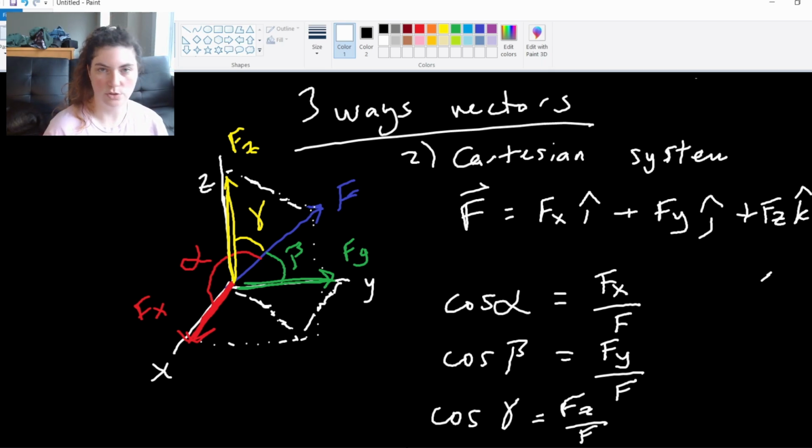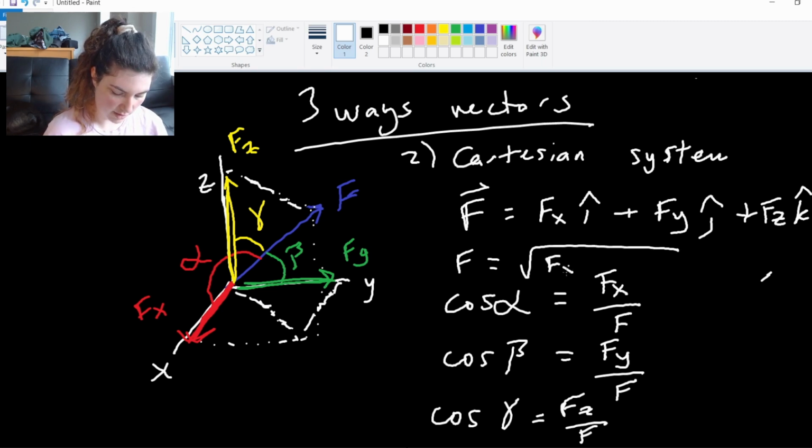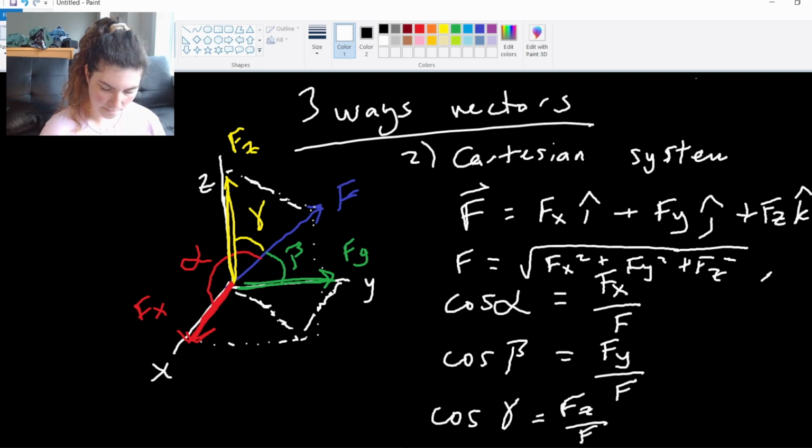You can also use a form of the Pythagorean theorem to find the magnitude of F overall. So F is the square root of F x squared plus F y squared plus F z squared. So these are just modifications using our right triangle trigonometric theorems that we already know. We're just applying this to vectors in a 3D space.